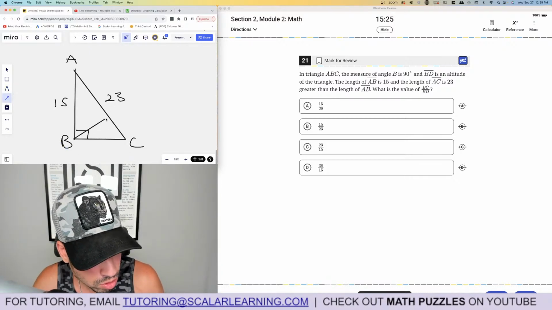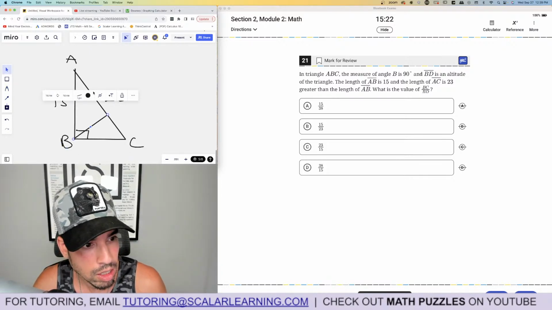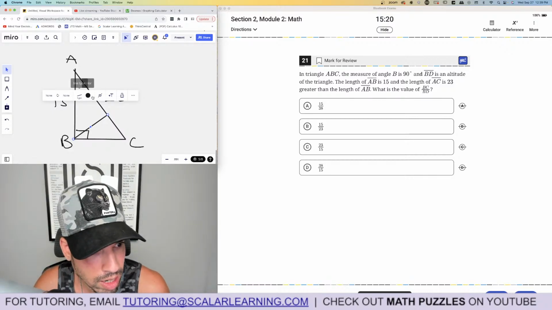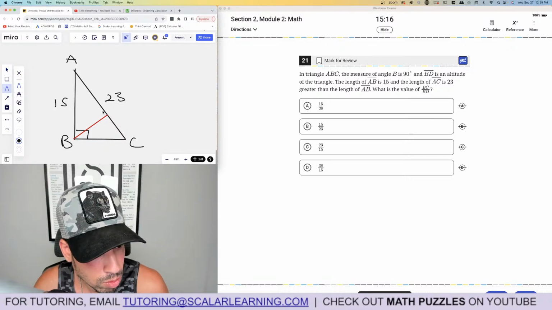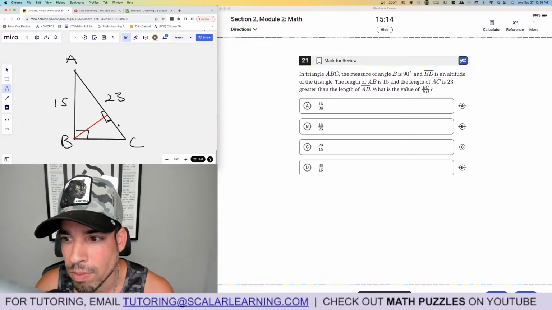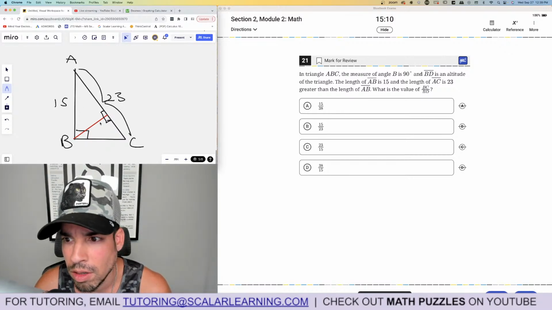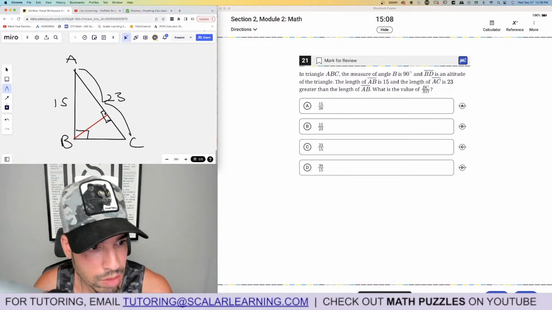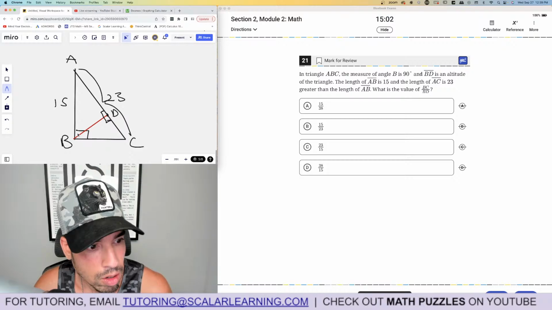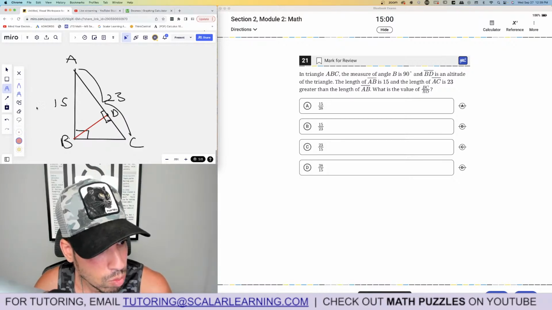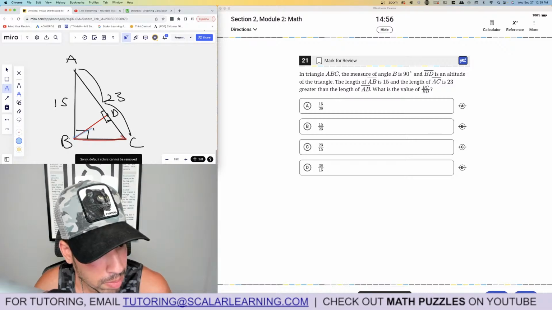So that would probably, here, let's do that in red. Altitude means it comes from the vertex and is perpendicular. So it means it forms another right angle here. Let's make this clear. 23, 15. All right, what is the value of BC over BD? Let's highlight it. They want BC over BD.